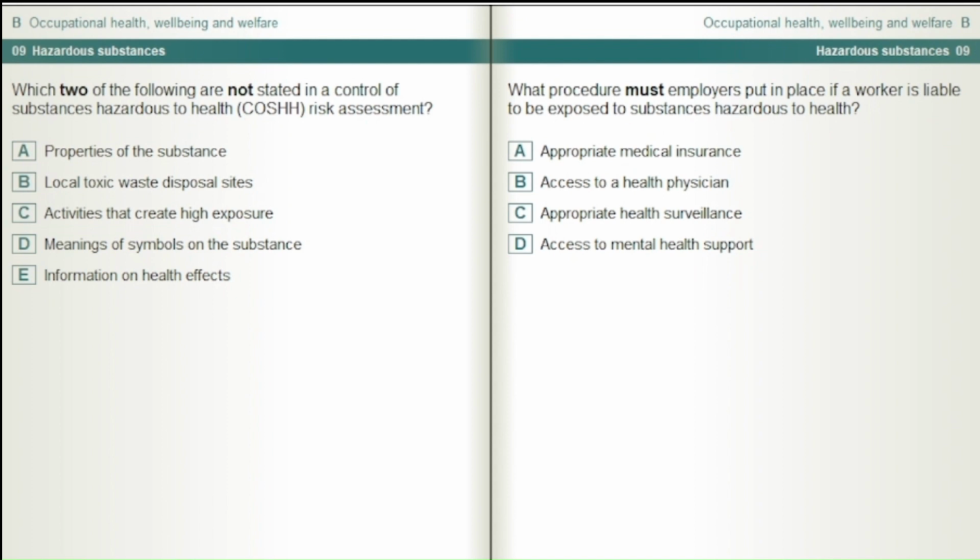What procedure must employers put in place if a worker is liable to be exposed to substances hazardous to health? Appropriate medical insurance. Access to a health physician. Appropriate health surveillance. Access to mental health support.